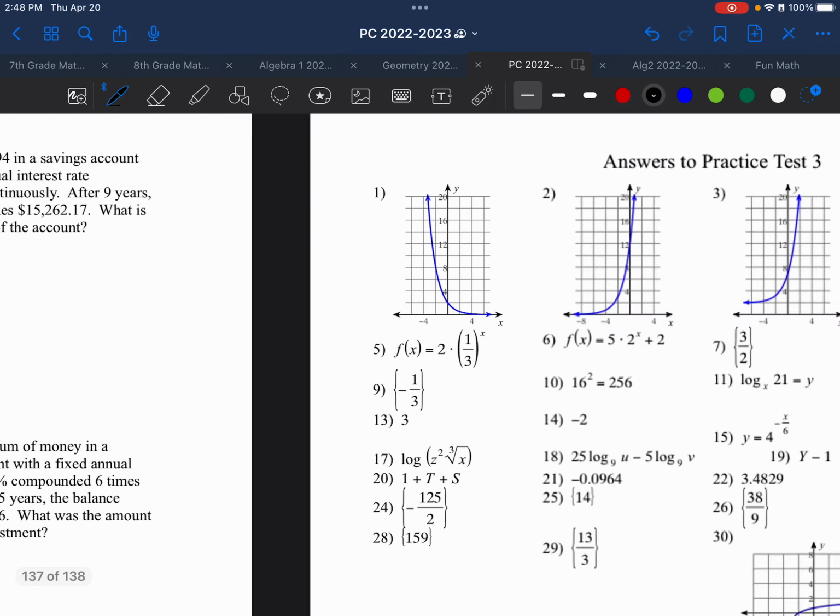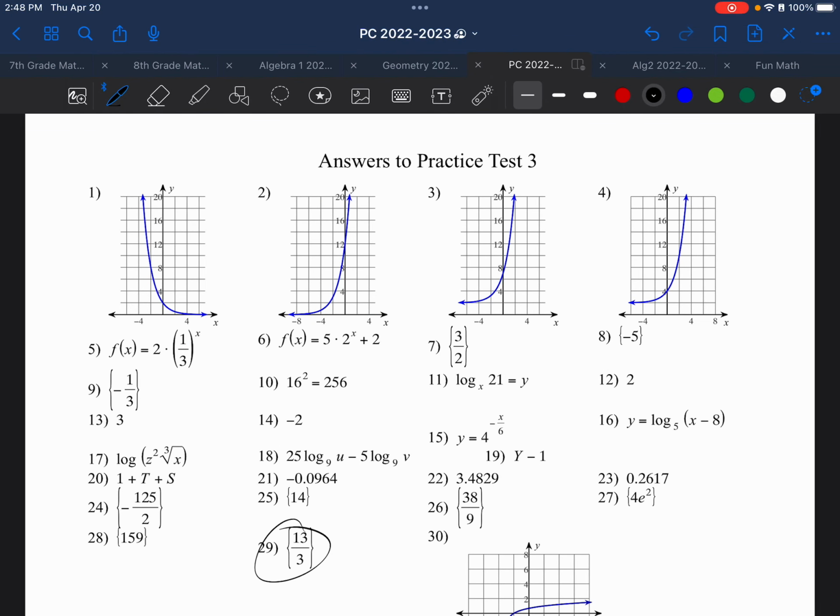13 over 3 for 29. 29, 13 over 3, please, please, please. There it is, 13 over 3.